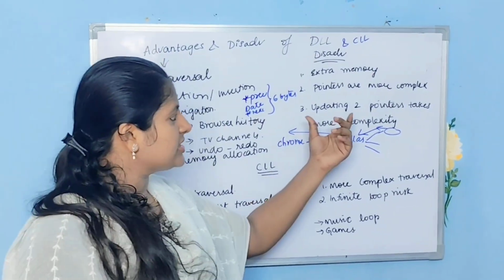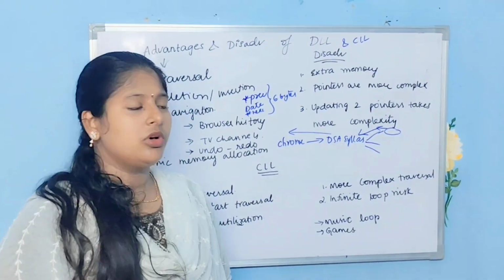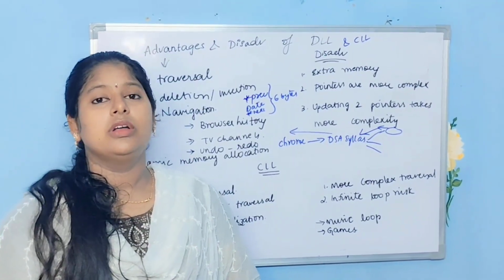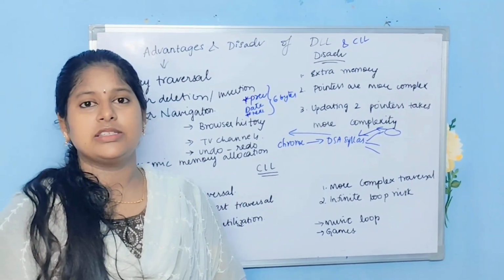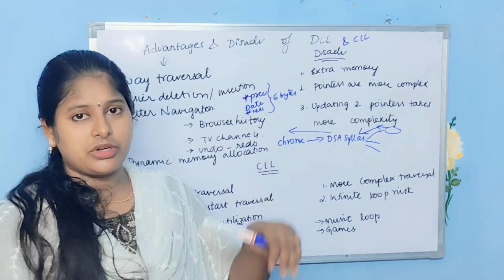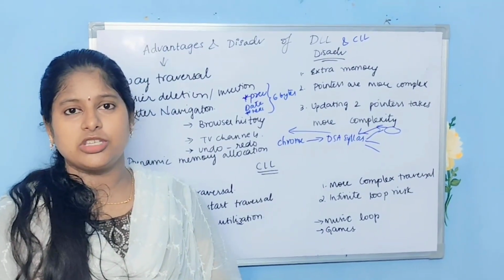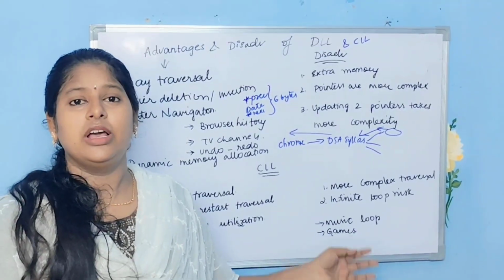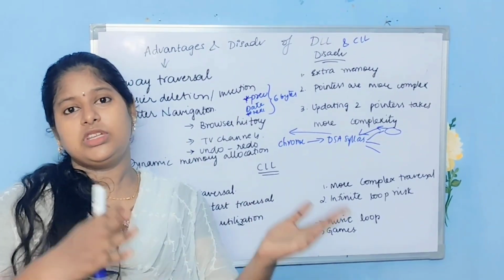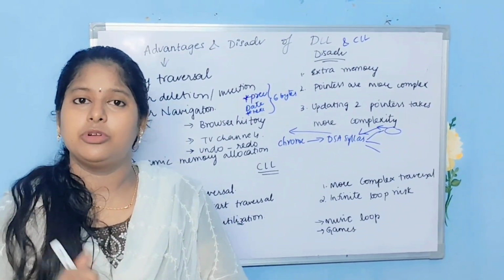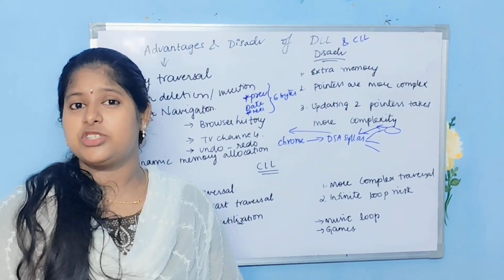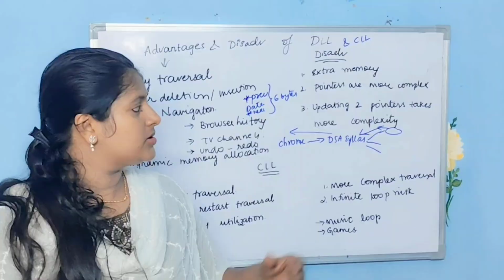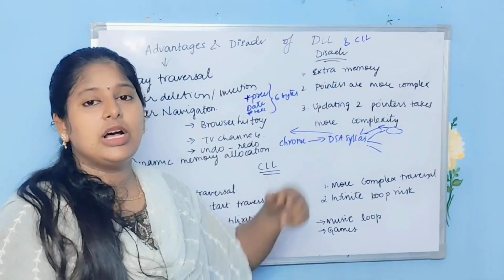Okay. The next one is updating 2 pointers takes more complexity. Right? So if you try to delete an element from a linked list, what you will do? First you have to traverse, then go to that particular location, then see what is present in the previous of this deleted node. Then you have to change that. Again, I have to see the next to this deleted node. Then I have to change that. So these many traversals for deleting a single node takes so much time. Okay. So these are the disadvantages of double linked list.